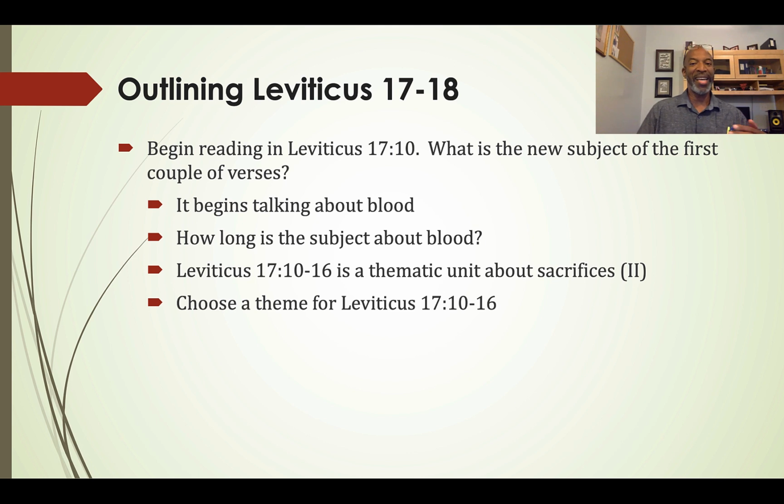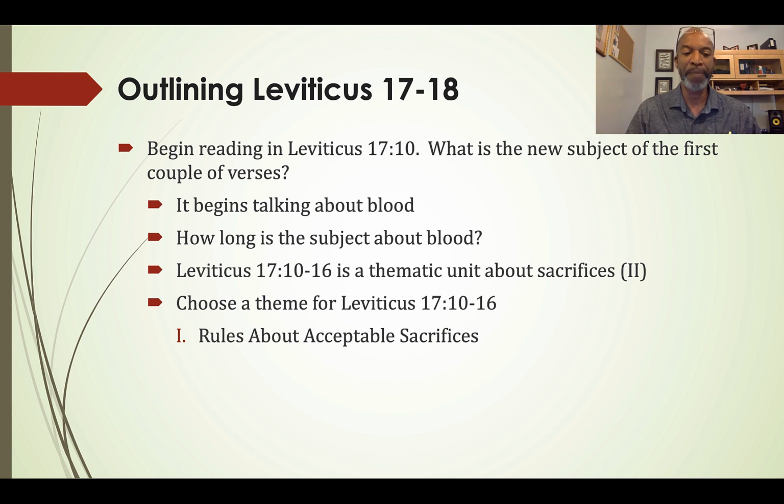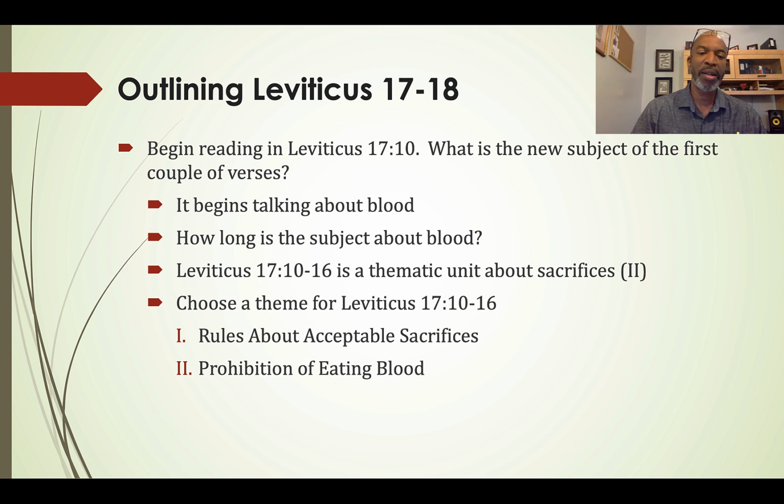Again, for verses 10 through 16, we have to come up with a theme. Again, we want to make it as general as possible, but specific as possible. You want just a few words that will capture the essence of those verses. Our first major topic is rules about acceptable sacrifices. And for this next one, I'm just going to say the prohibition of eating blood. If you read verses 10 to 16, you see that that captures that theme pretty well. Again, different people will come up with different ways of saying the same thing.